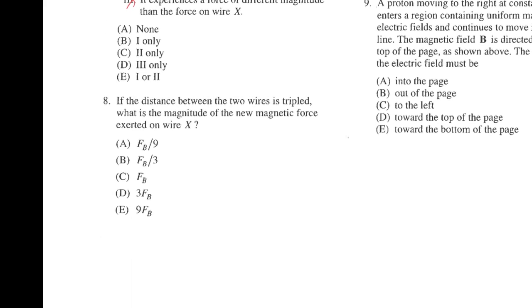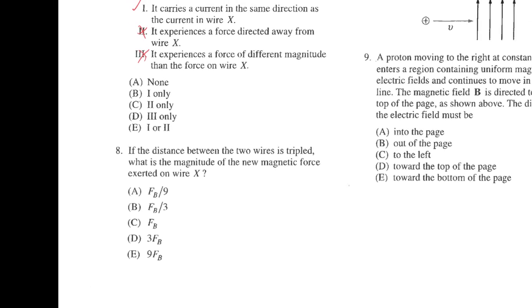If the distance between the two wires is tripled, what is the magnitude of the new magnetic force exerted on wire X? This is going to require that we know how the magnetic field is around the outside of wire Y. It is a long straight wire. If you don't know how to get this, you're probably stuck with Ampere's law, right? I mean, it's the only way you'd find it if you didn't have it memorized. But if you have it memorized, it's just going to be mu naught I over 2 pi r. So it degrades as r.